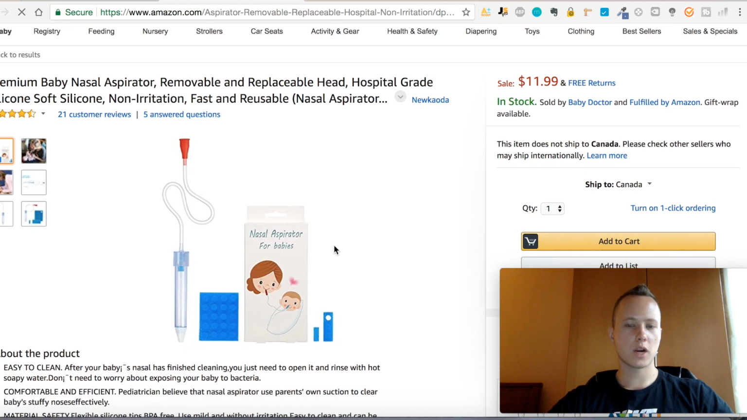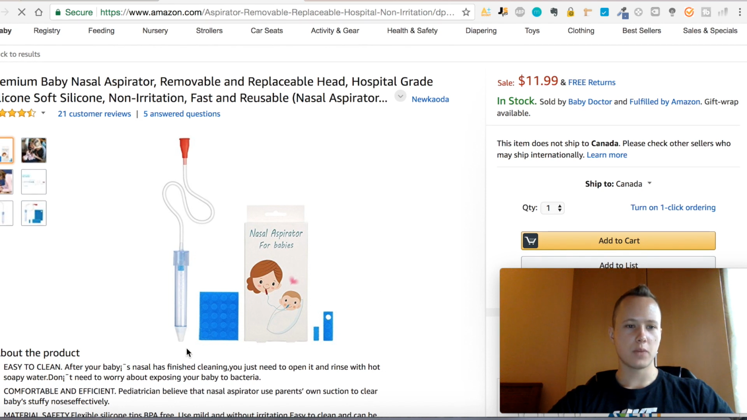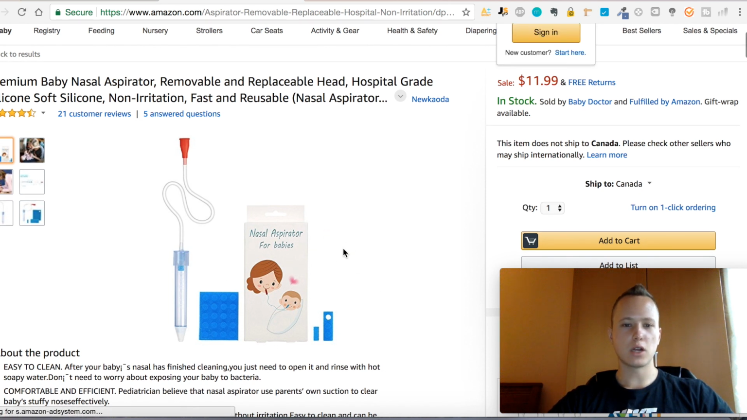Okay, terrible marketing, terrible listing. The pictures are just very bad. The logo is terrible. There's no brand. It's unbranded, okay?